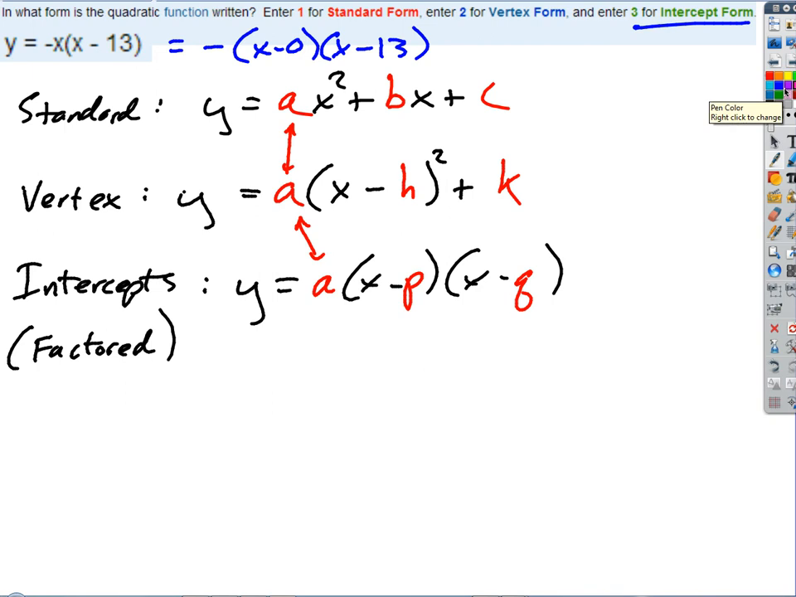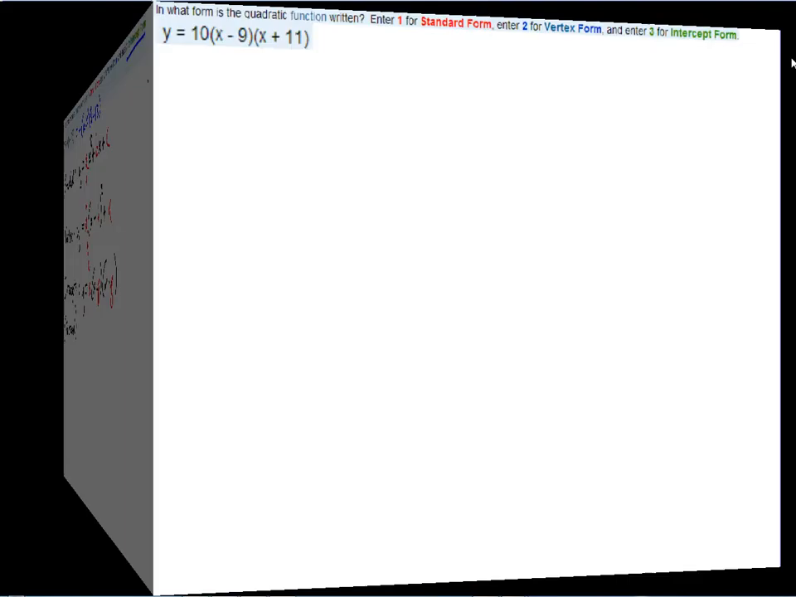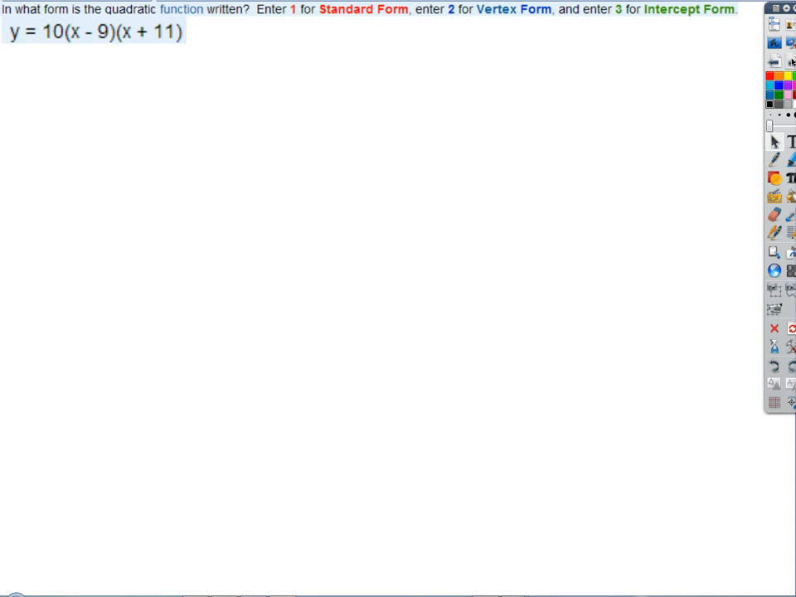Okay, questions on that one? Because it's factored, it's easy to recognize as being intercepts form. How about this one? Clearly that's in intercepts form because it's factored. Everybody see that? Okay.